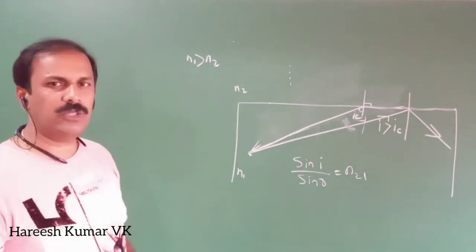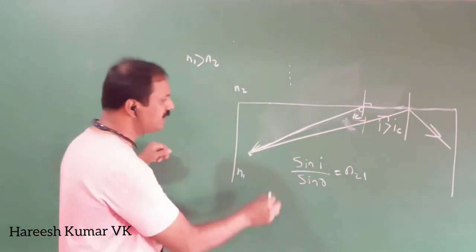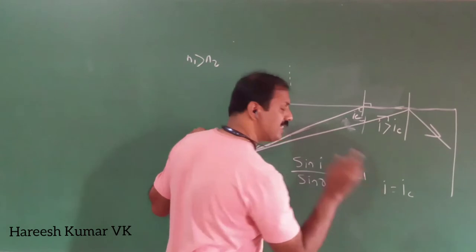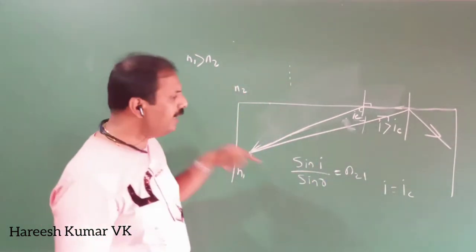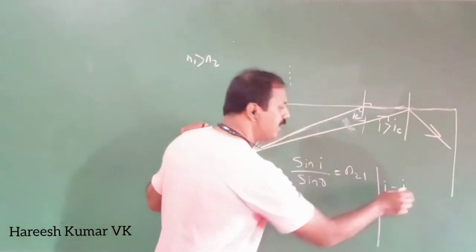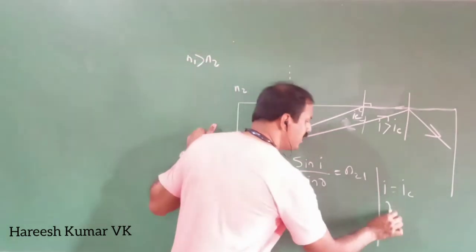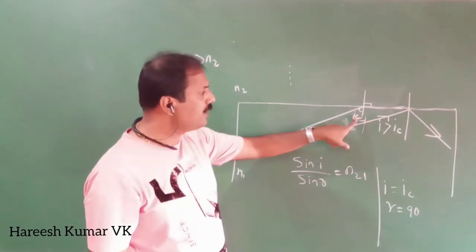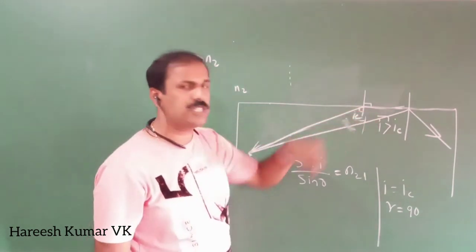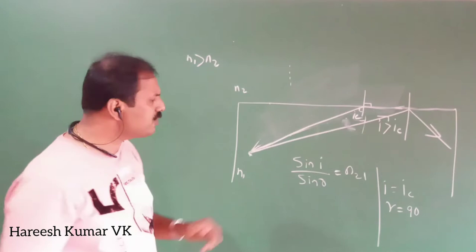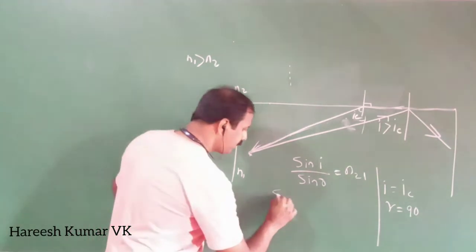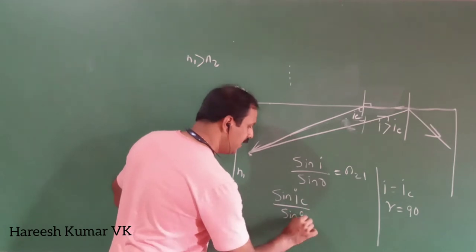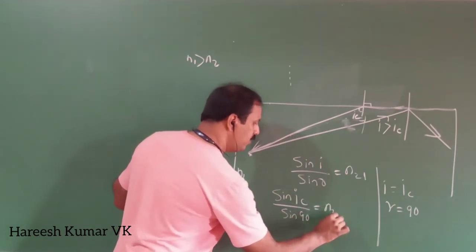Now for this particular situation, what is our angle of incidence? Our angle of incidence I is equal to IC. That is, I am talking about the critical angle. When I is equal to IC, what is our R? R is equal to 90 degrees. That is, at the critical angle, the angle of refraction will be 90 degrees. So for that situation, how can we write it? Sin IC by sin 90 is equal to n21.